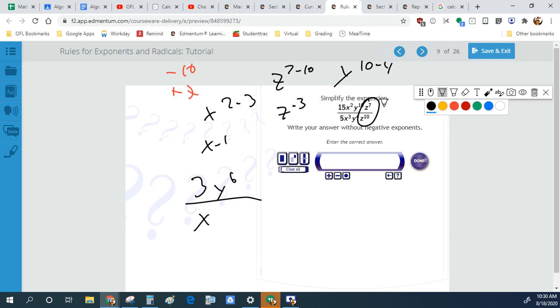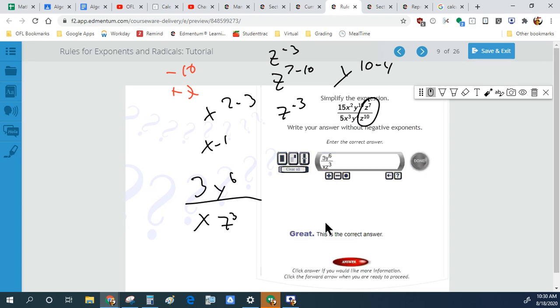So in other words, I get z to the negative 3, which means I have z to the 3 on the bottom. So when I'm adding this in, I'm going to do a fraction first. 3y, the y has a power of 6. Go down to the bottom, x, z, but z has a power of 3. Done. Tells me my answer is correct.